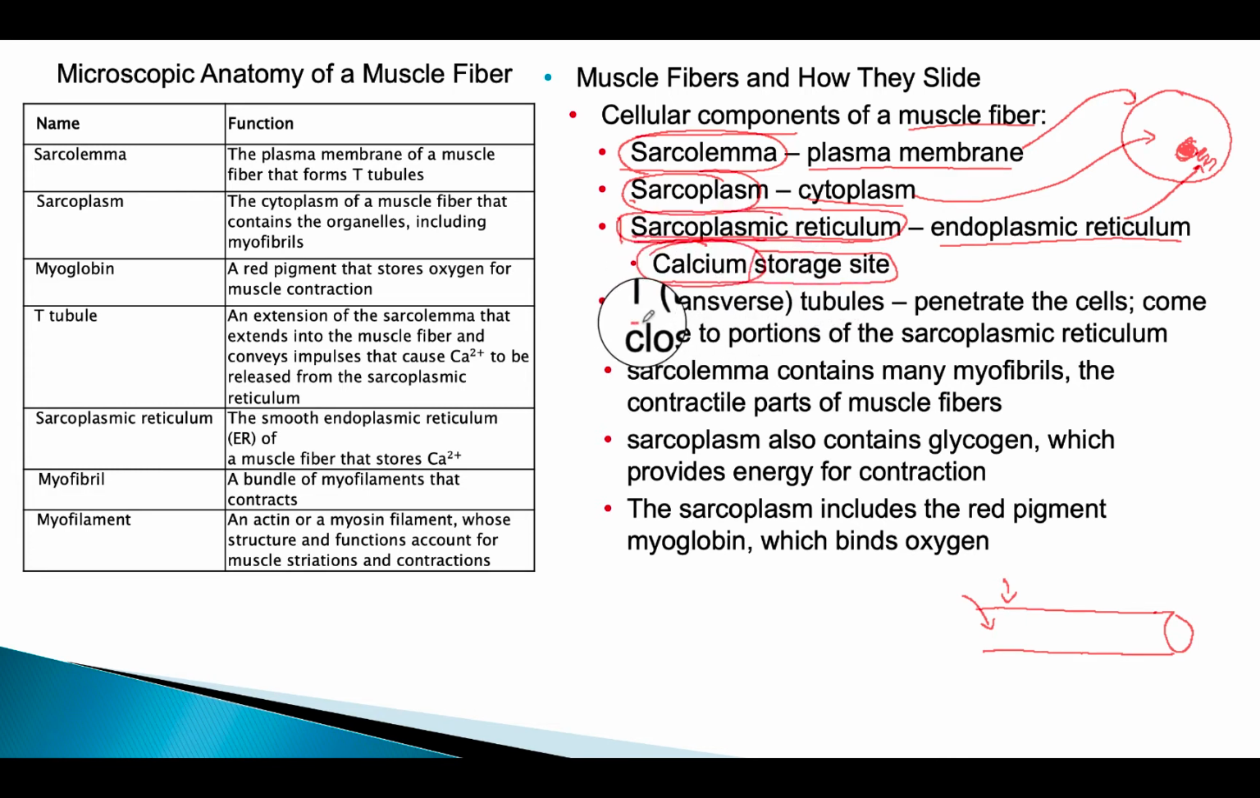You have the T tubules here, okay, also known as your transverse tubules. They're going to penetrate the cells, come close to portions of the sarcoplasmic reticulum. So we will see this in the next slide in the figure. Sarcolemma right here contains your myofibrils. This is the contractile part of the muscle fibers. Okay? Sarcoplasm also contains glycogen. So glycogen, I want you to know, is the storage form of glucose, which will provide energy for contraction. Okay? Sarcoplasm includes the red pigment myoglobin, which is going to bind oxygen. So myoglobin, storage form of oxygen, right there.